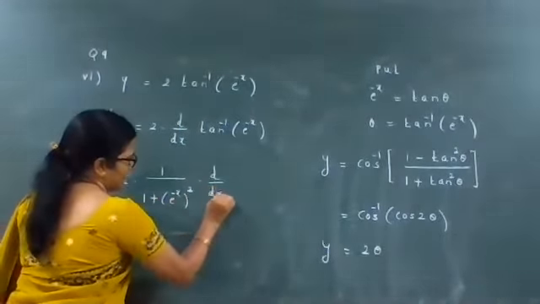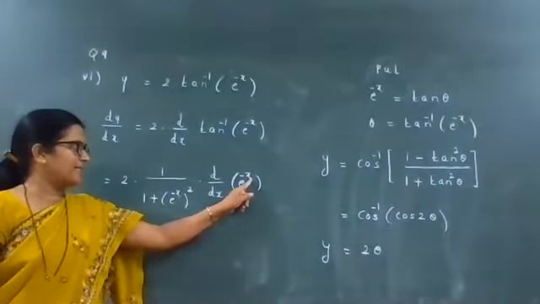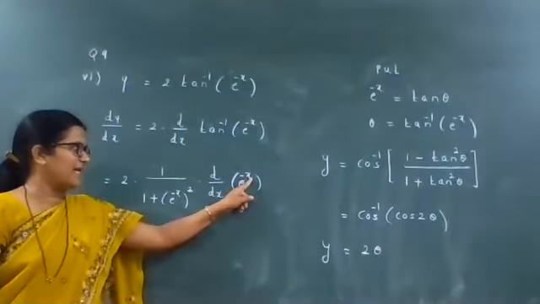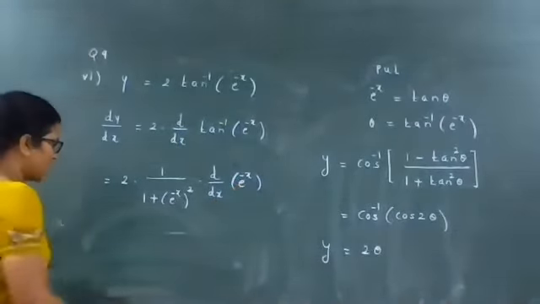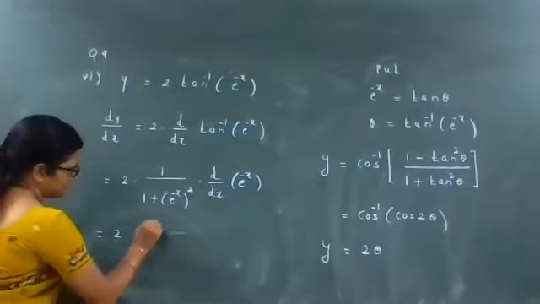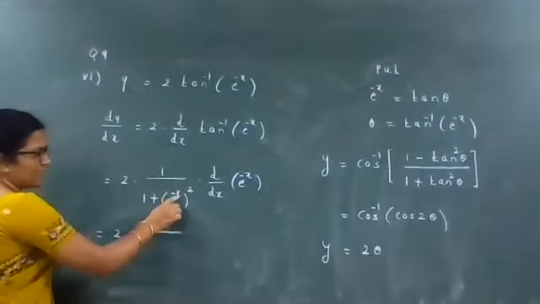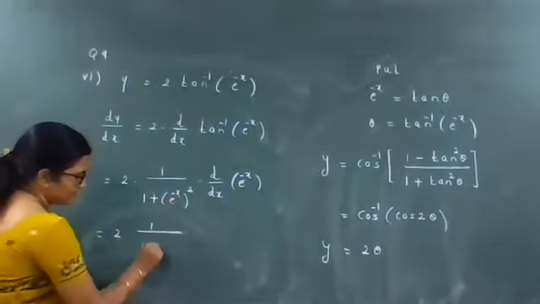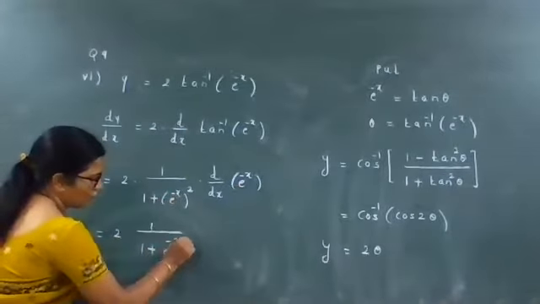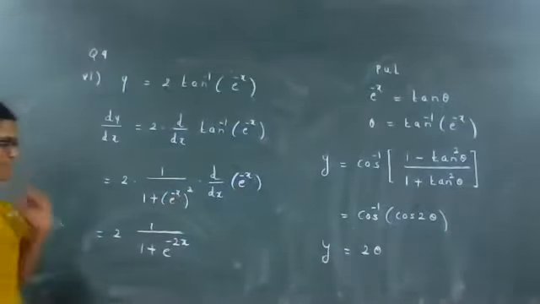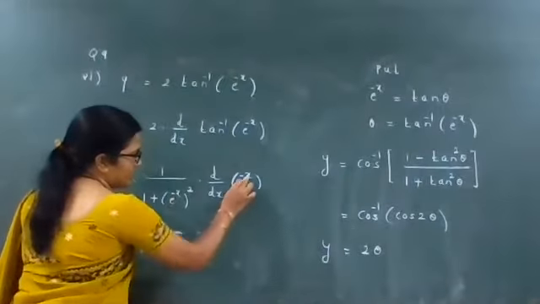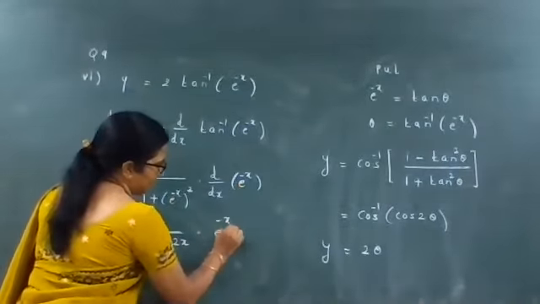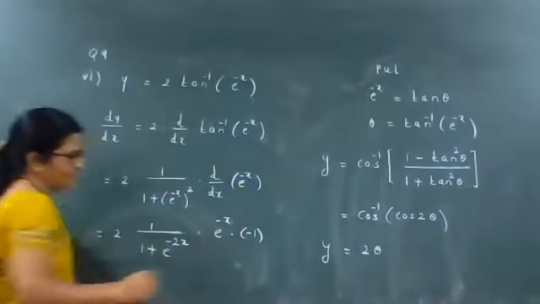Find this derivative. It is not e raised to x. It is e raised to minus x. Chain rule again. E raised to minus x its square, minus x into 2, minus 2x. E raised to minus x, it is multiplied by minus 1.